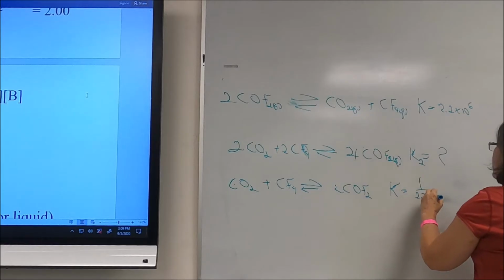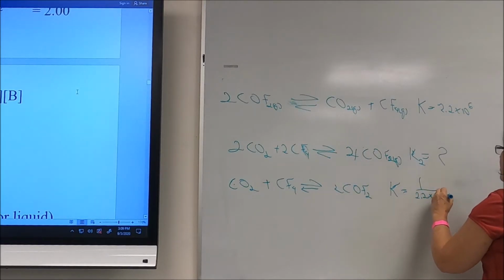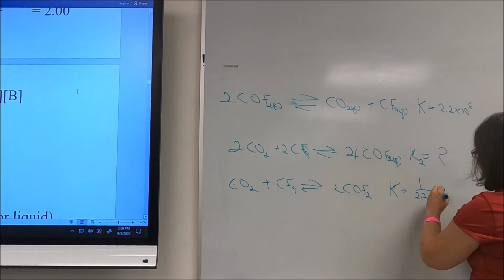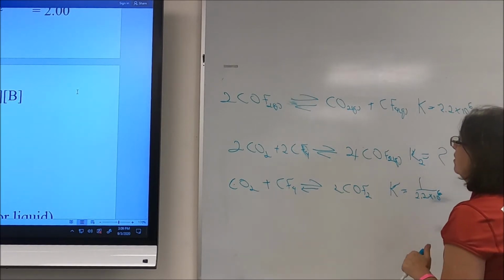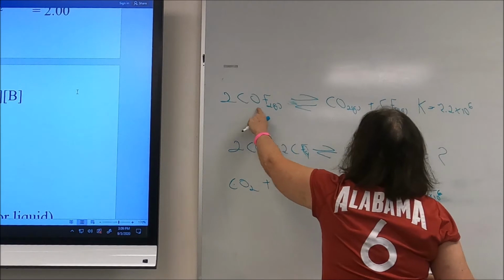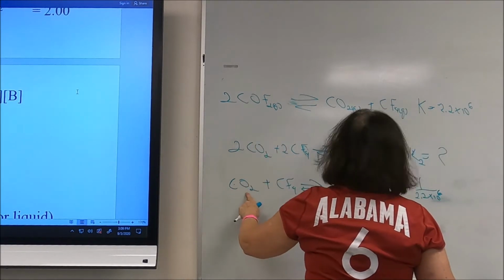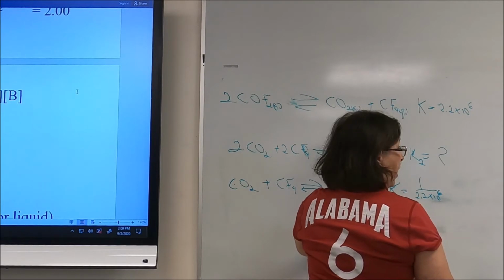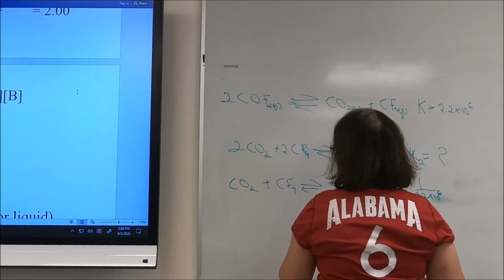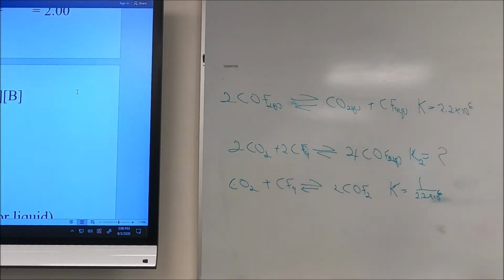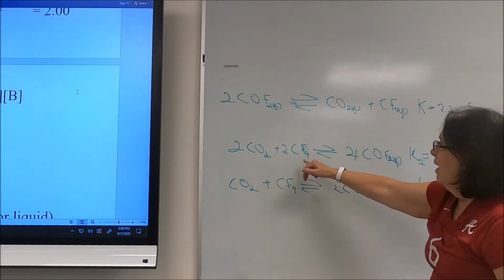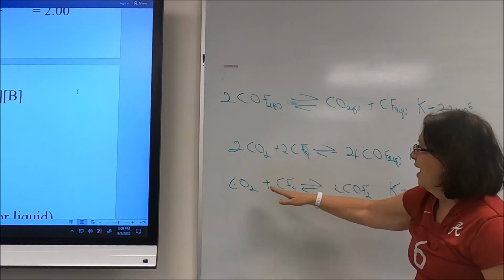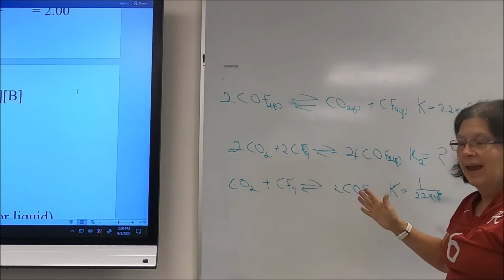1 over 2.2 times 10 to the 6. Well, this is carbon monoxide, difluoride, carbon dioxide. Okay. Well, this is carbon monoxide, difluoride. Okay, that's okay. So now I've got it flipped. Now I have a lineup of the same compounds on the same side.